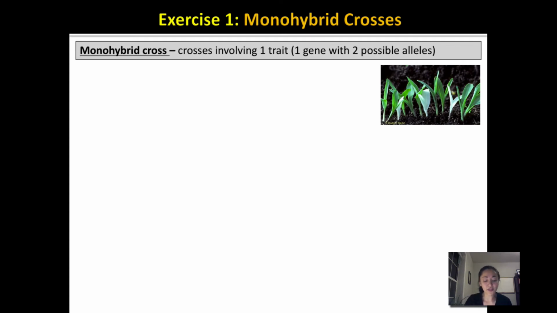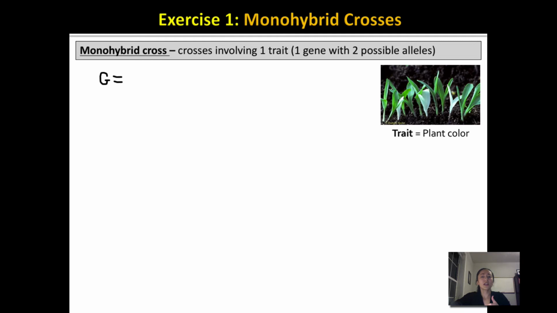Okay, so now that you understand the terminology and you're able to recognize dominant and recessive alleles, you need to be able to distinguish genotype from phenotype. When we're looking at a monohybrid cross, a cross involving one trait, you only have one gene with two possible alleles. For example, let's look at the trait plant color. Let's make sure we can tell the difference between genotype and phenotype.